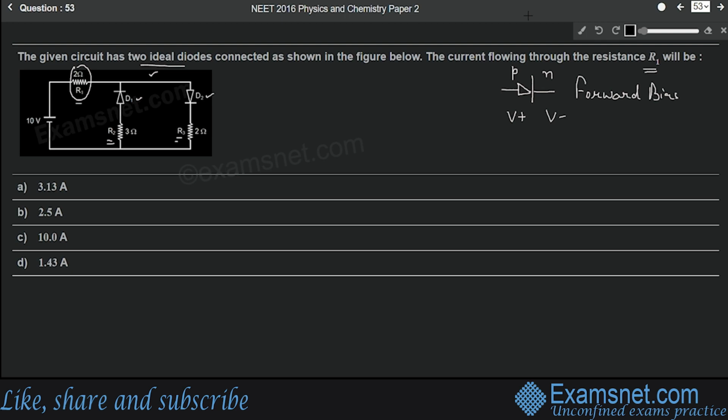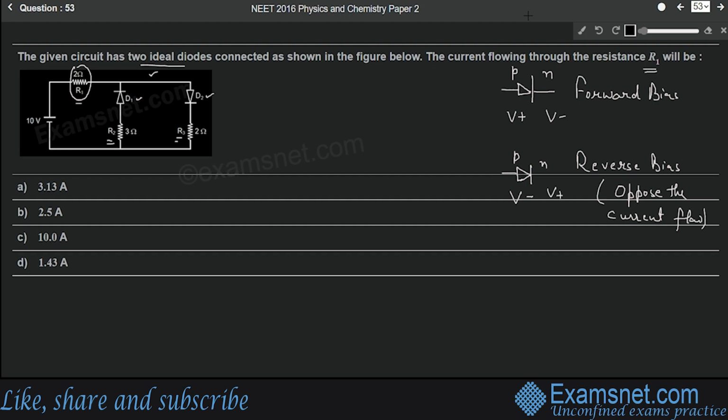Whereas in the opposite case, that means the positive terminal of the diode is connected to the negative terminal of the battery and the negative terminal of the diode is connected to the positive terminal of the battery, in that case it will be a reverse bias. Reverse bias, and it will oppose the flow of current. That means current will not flow.